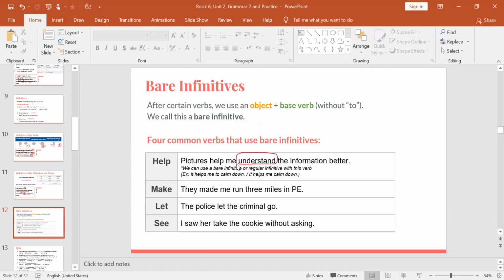So understand is not conjugated. Run is not conjugated.